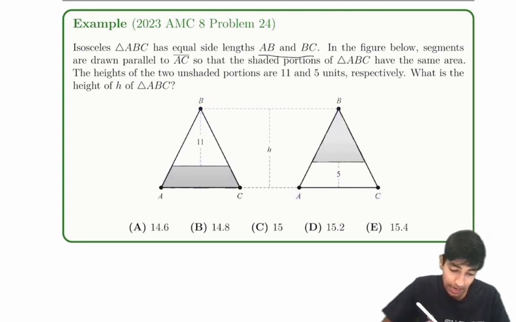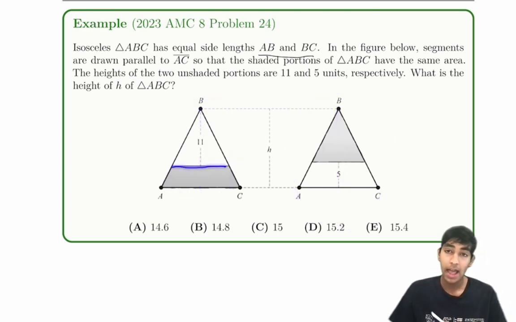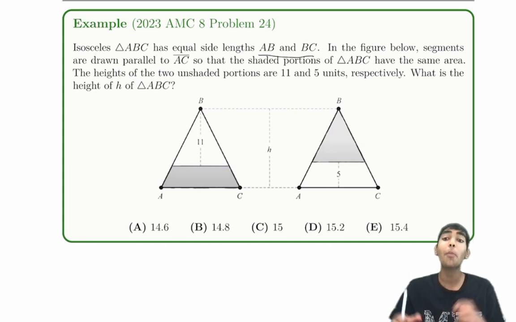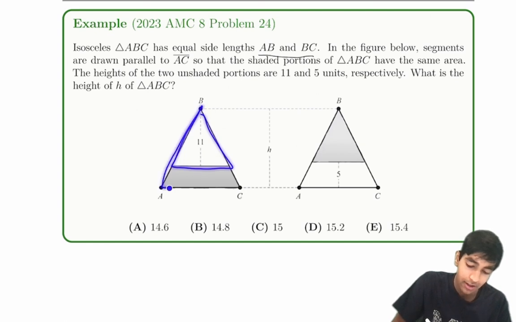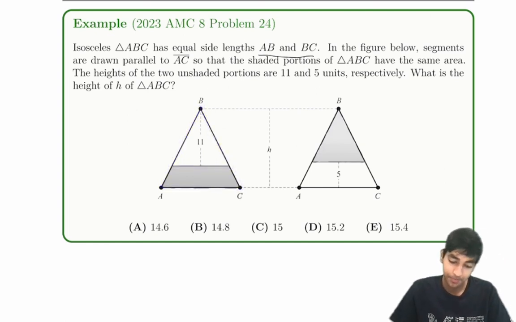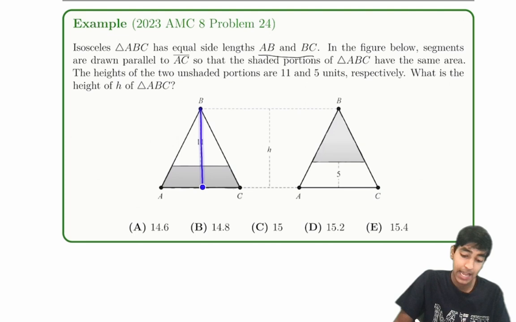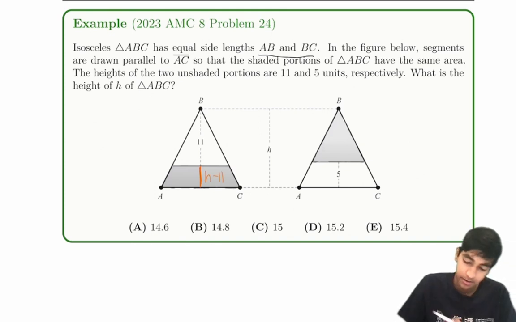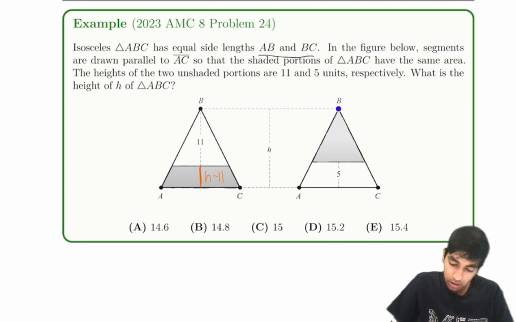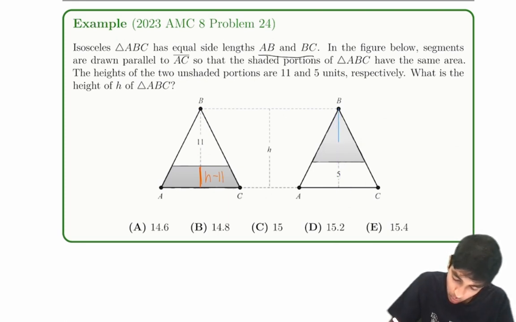And notice that we've got parallel lines here. This is drawn parallel. And when you see parallel lines, it's almost always a sign, especially in this kind of configuration, to use similar triangles. So because this whole height is H, and this top part over here is 11, we would have that this over here is H minus 11. Similarly, this whole thing is H, and this bottom part is 5. So this over here will be H minus 5.